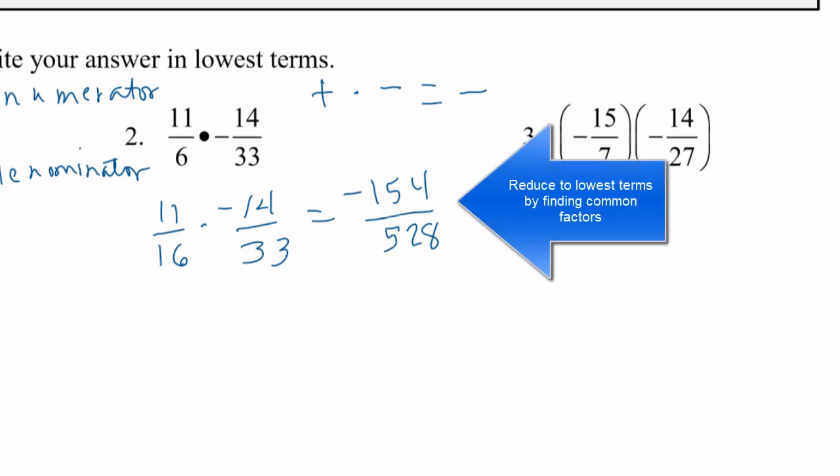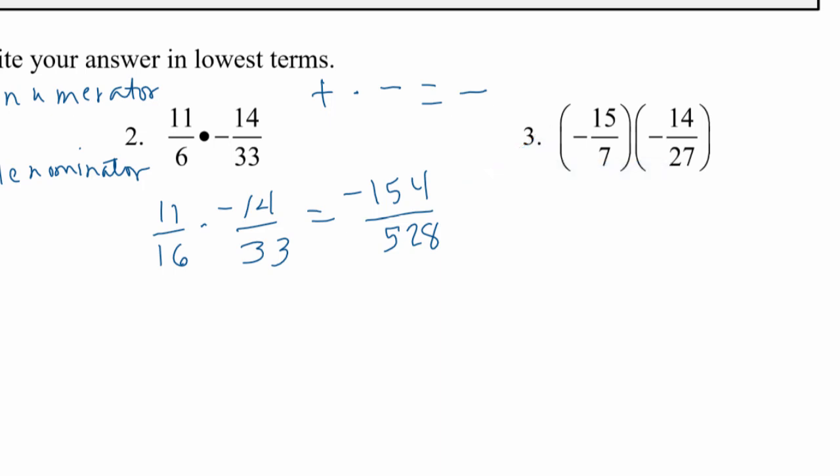Okay, those numbers are getting a little big. So let me show you instead a different method. Rather than multiplying straight across like we did here, let's look at 11 and the 33. 11 and 33 have 11 in common. They have a common factor. So we can divide 11 by 11, which would leave us a 1, and 11 into the 33, which would leave us a 3. So now we've reduced that fraction before we multiply, and our numbers are smaller.